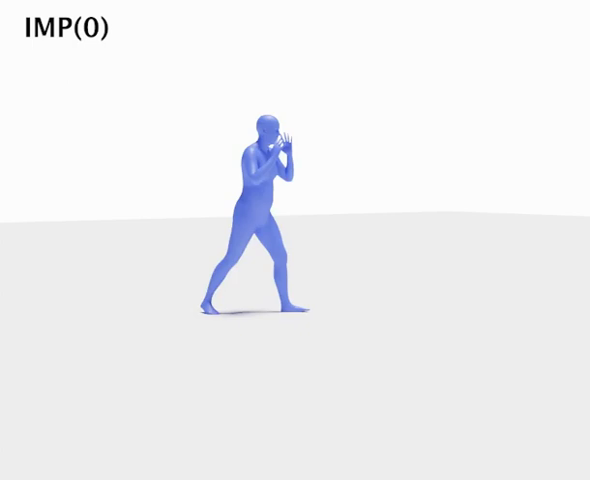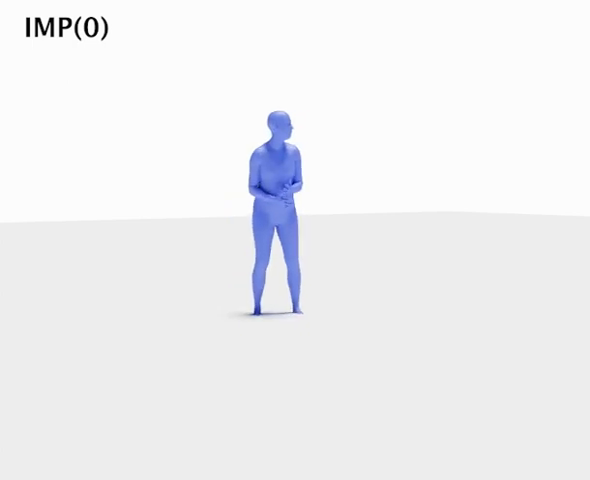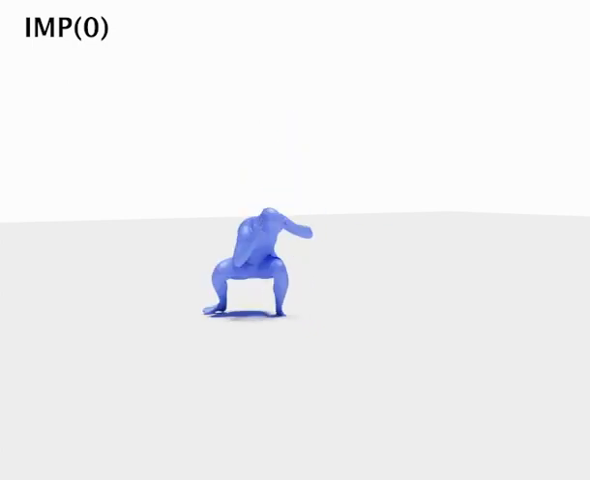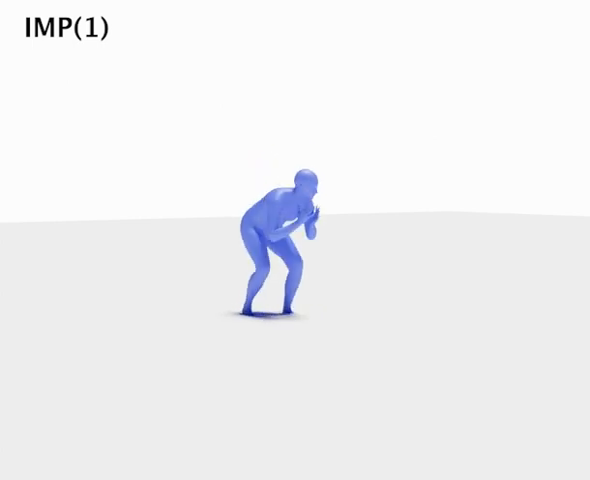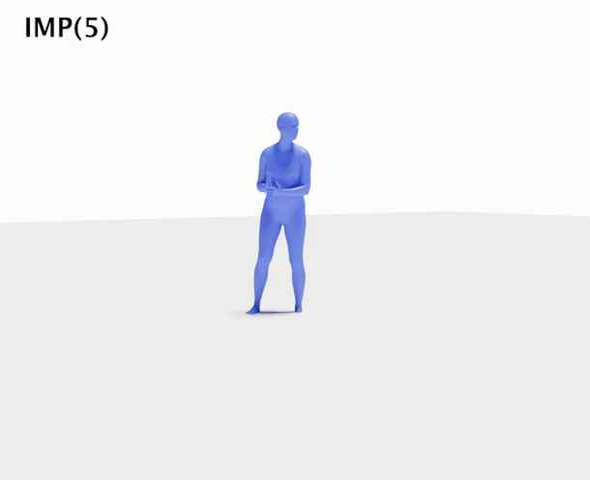Imputation-based technique IMP0 results in huge discontinuities. IMP1 produces a smoother motion, but it misses keyframes. IMP5 produces an even smoother motion, also at the cost of keyframes and realism.